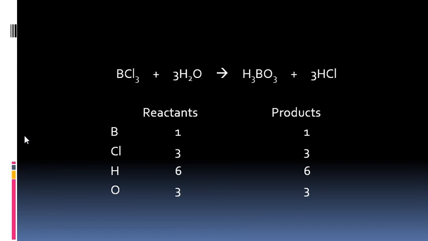And there we go. Just by adding a coefficient of 3 in front of water and a coefficient of 3 in front of HCl, hydrochloric acid, we now have a fully balanced chemical equation.